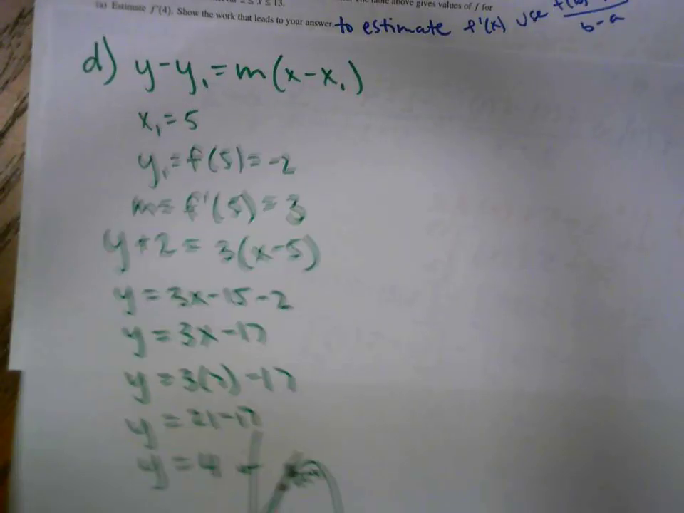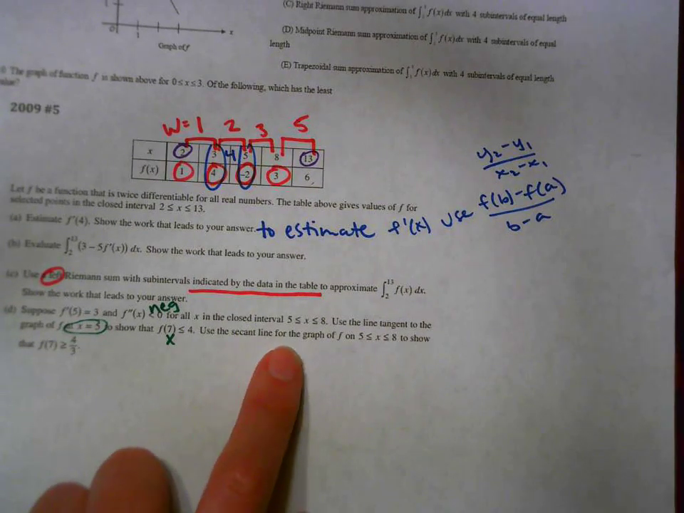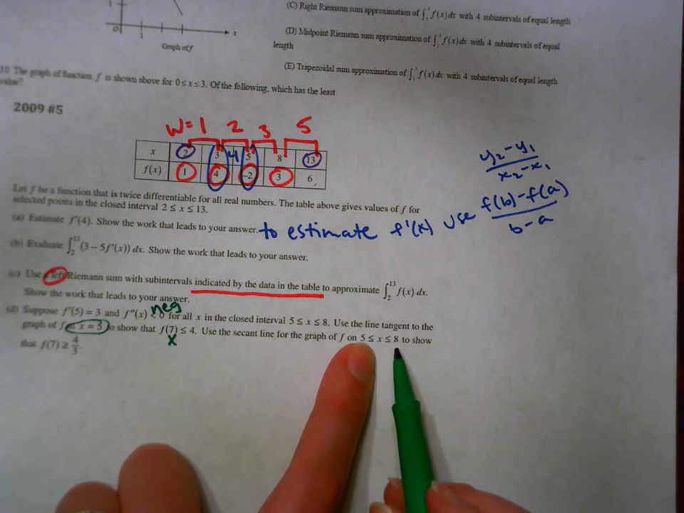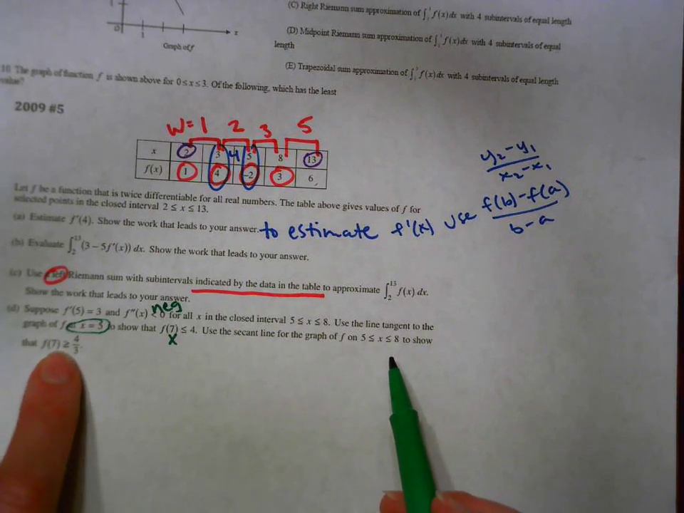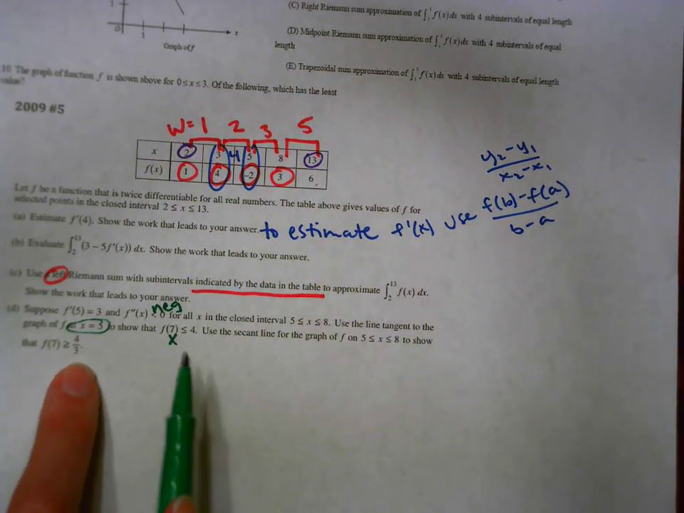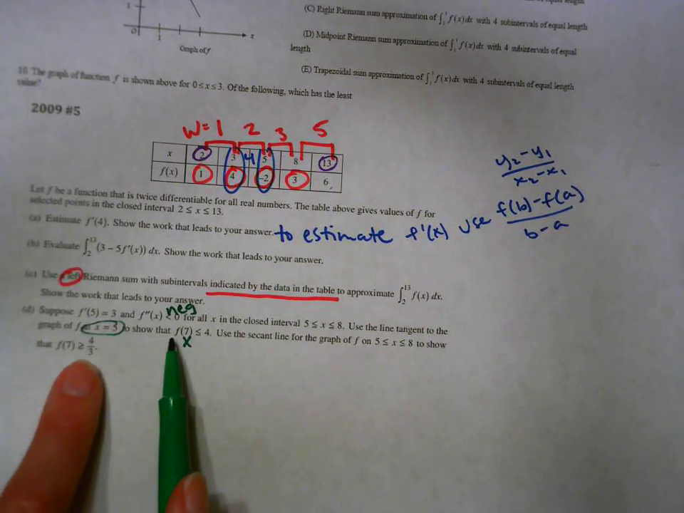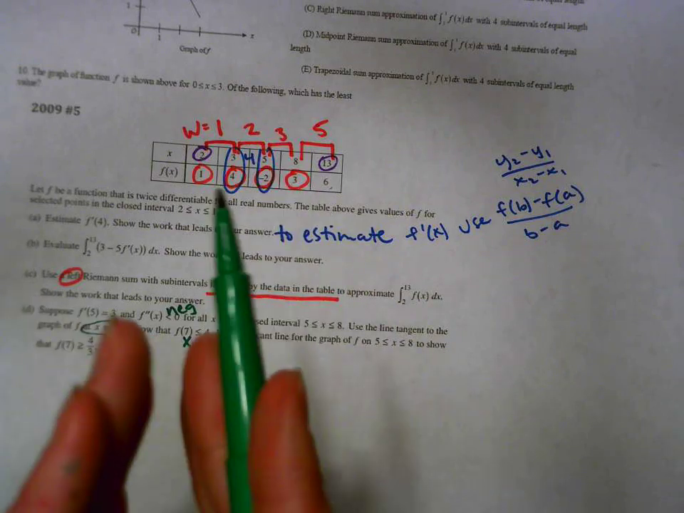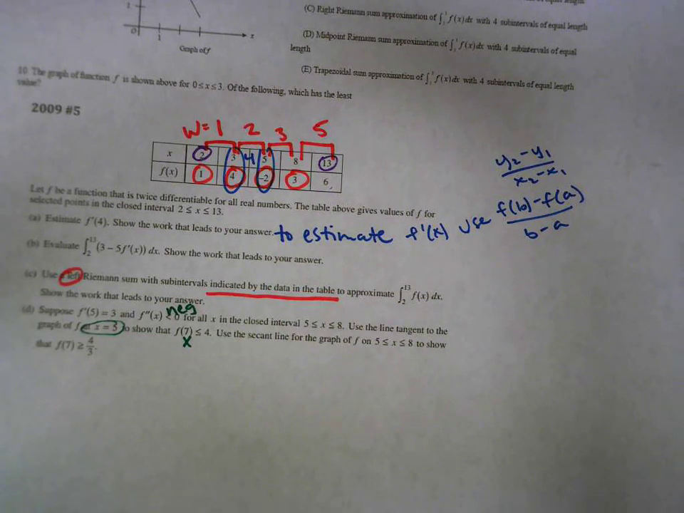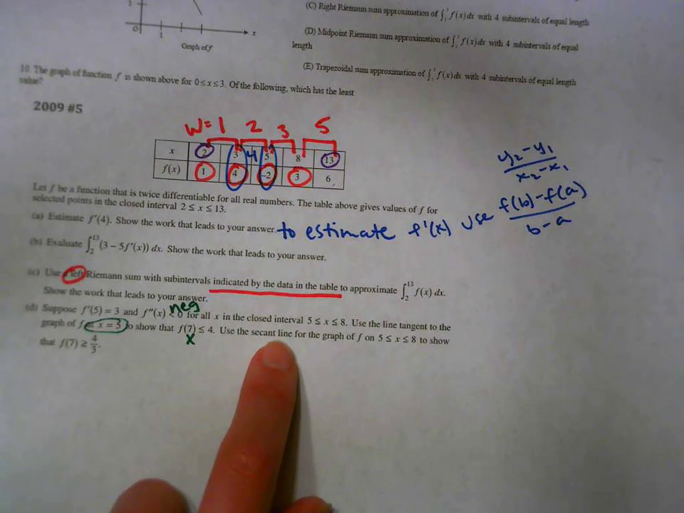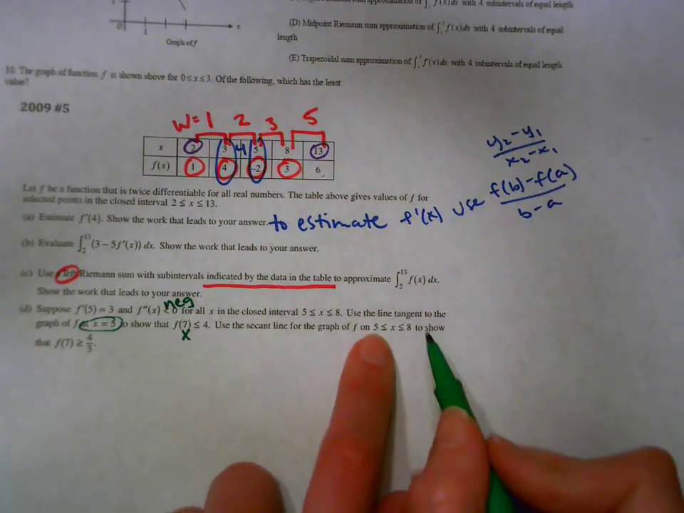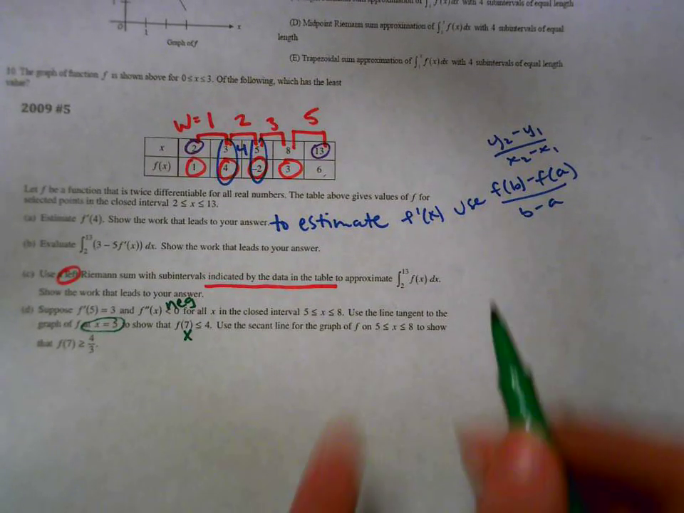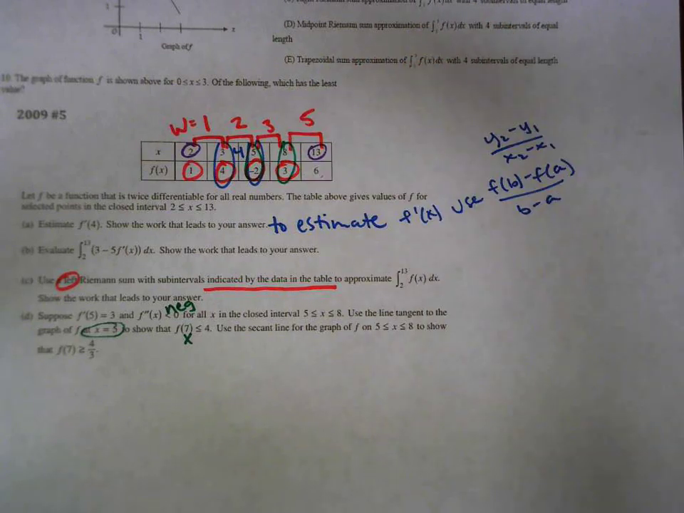Now if you do the second part, it says use a secant line for this interval 5 to 8 to show that f of 7 is greater than or equal to 4/3. So if we can show these two things, we know it's less than 4 but greater than 4/3, we're getting a real close value for what f of 7 should be. So what do we know about a secant line? Is you use 2 points. And you use the points from the interval. So we're going to use 5 and 8.